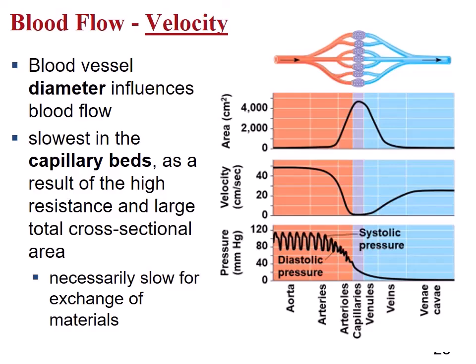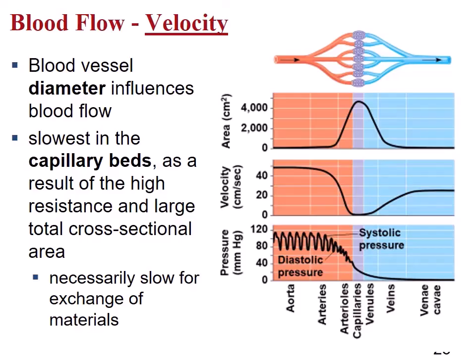A more open blood vessel is going to have more blood flow through it than a more narrow blood vessel. So blood flow is actually going to be slowest in the capillary beds. The capillary beds have very small diameters, and they have a huge cross-sectional area because there's so many capillaries. But this slow flow of blood is actually good in the capillaries because we need to do gas exchange, and we need to exchange waste and nutrients in the capillaries as well.